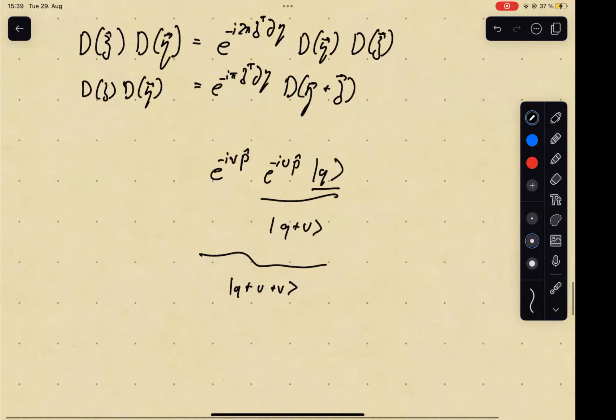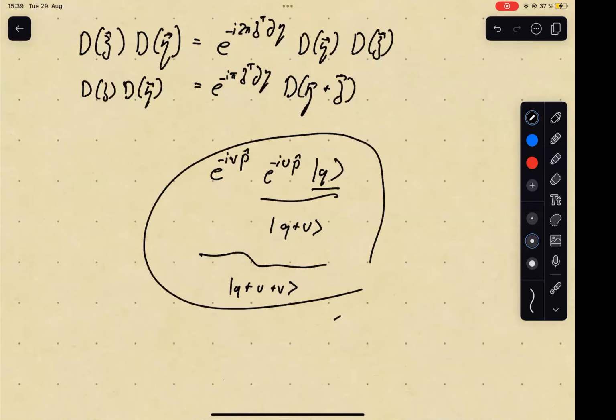Yeah, and that's the same as what I'm trying to summarize down here. I take the state, you displace it once, displace it again. Well, the net displacement is the sum of the displacements that you put up.